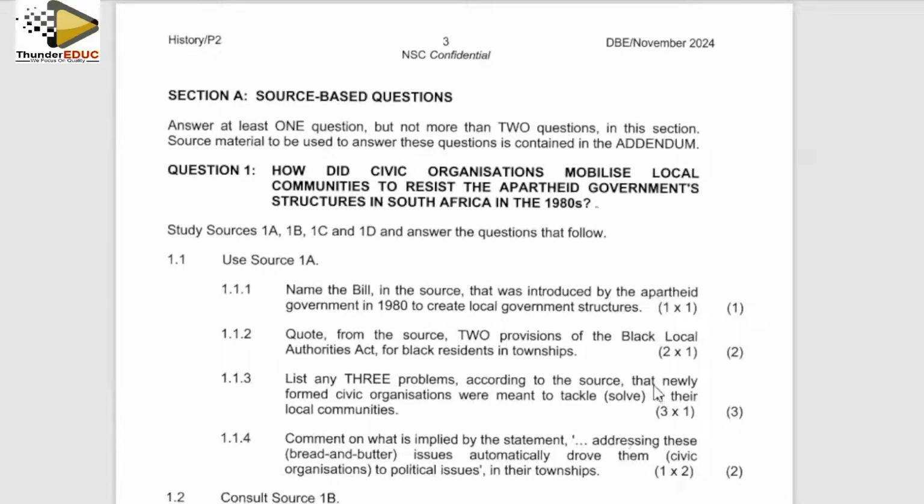Right, question number 1.1.1. Name the bill in the source that was introduced by the apartheid government in 1980 to create local government structures. Right, this one is an extraction question. Remember the setup of our questions. If you see a 1 by 1, it means it's an extraction question. It's a level 1 question where you don't need to scratch your head thinking of the response, but you go to the given source and you extract your response.